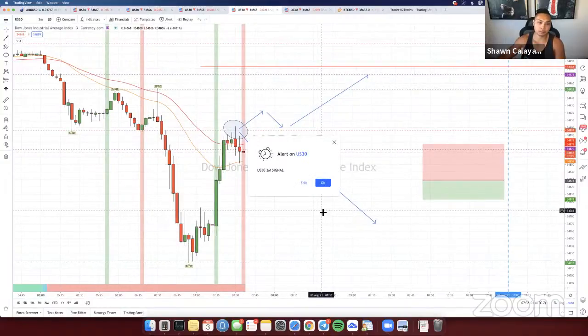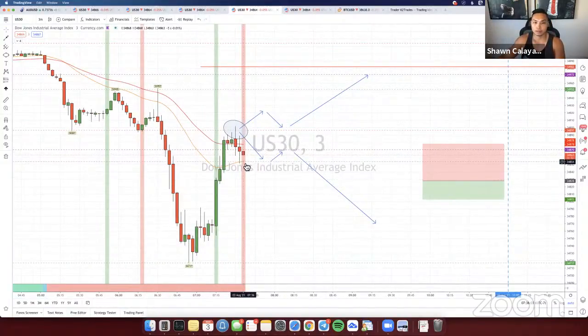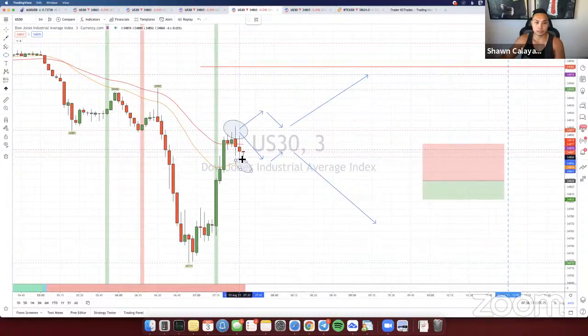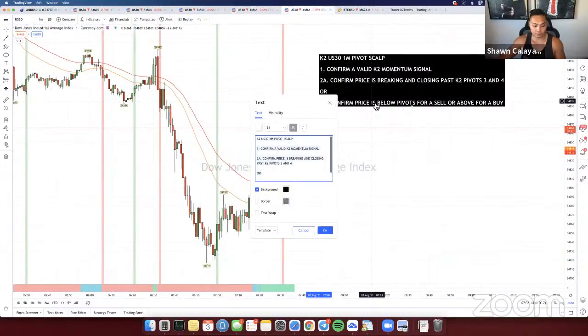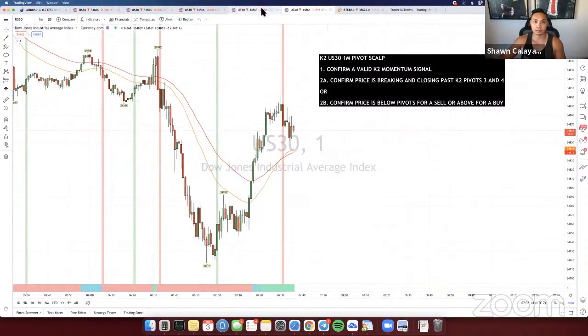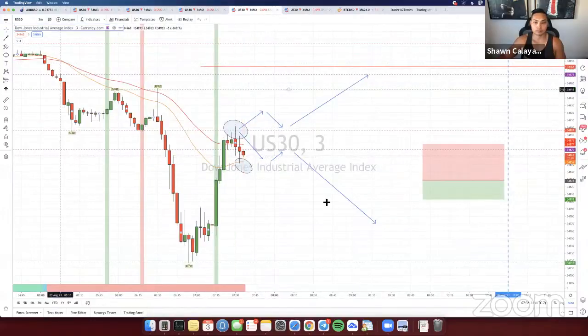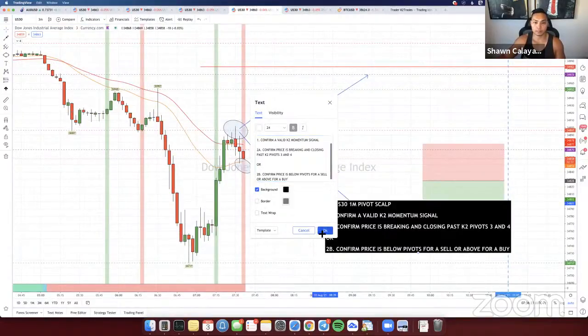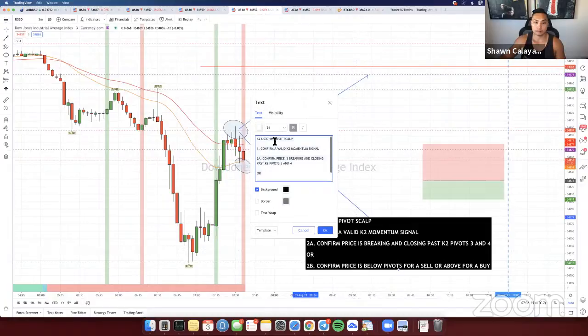Okay, so price broke below right here. This is what we were looking for. We're waiting for price to break below, right? Now we just need a confirmation of the sell signal, but it needs to close below these pivots right here. So in order for us to provide for a sell entry here, we would need it to close below this pivot here. So going back to the requirements here for the pivot scalp, this is the same strategy, but applied on the 3-minute time frame. So in order for me to take the trade here, I would need this to close below.